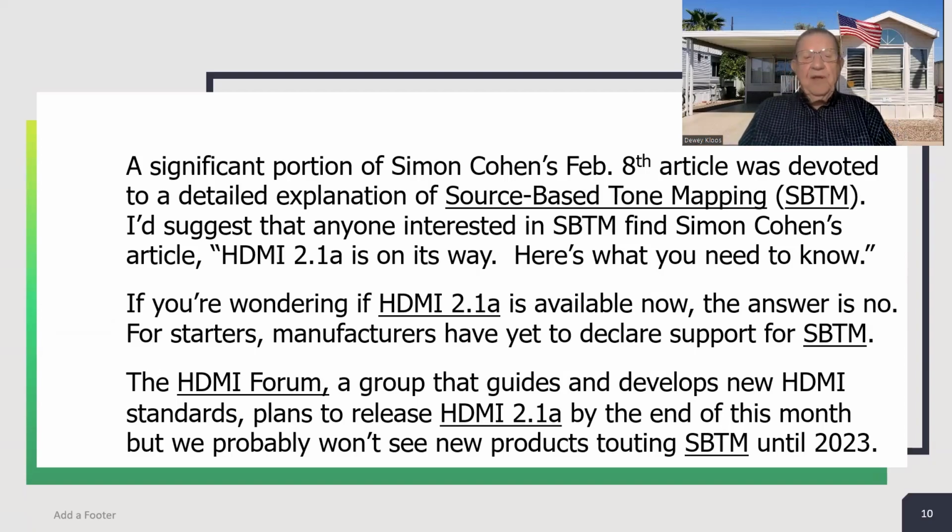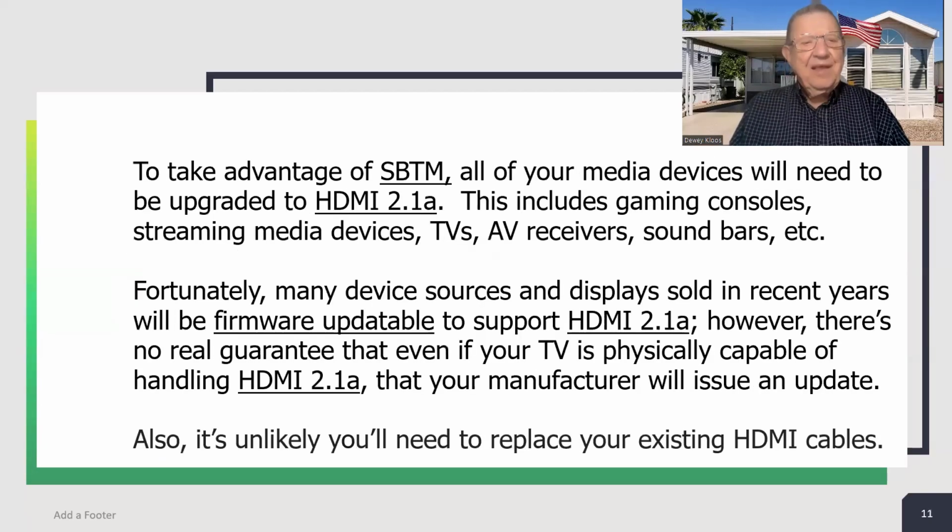The HDMI Forum is a group that guides and develops new HDMI standards, and it plans to release the HDMI 2.1a standard by the end of this month of March. But we probably won't see new products touting SBTM until 2023. To take advantage of SBTM, all of your media devices will need to be upgraded to HDMI 2.1a. This includes gaming consoles, streaming media devices, TVs, AV receivers, soundbars, and so forth.